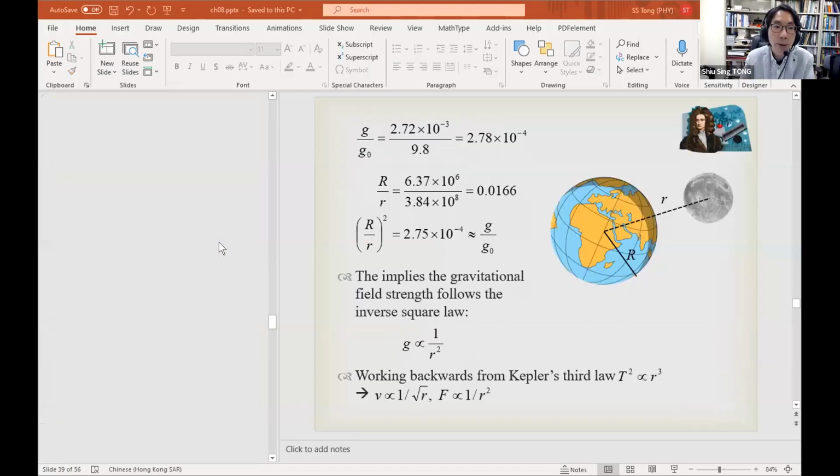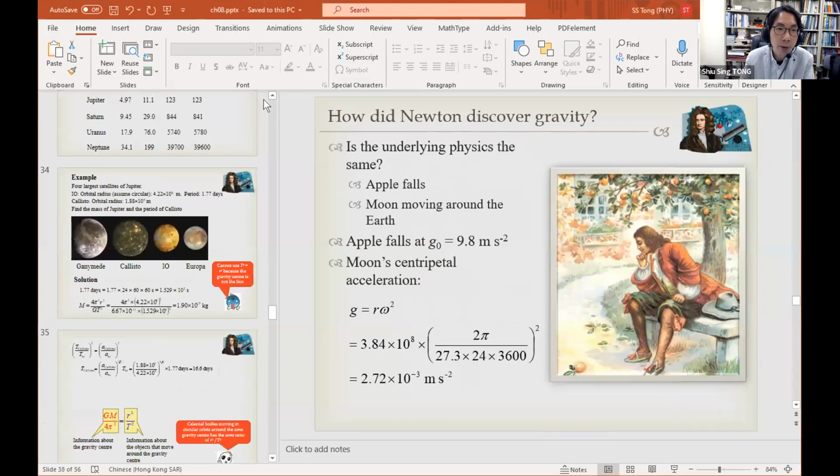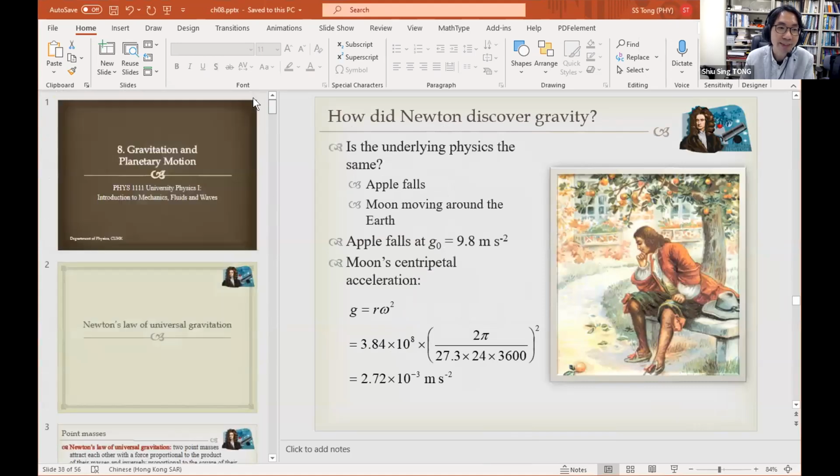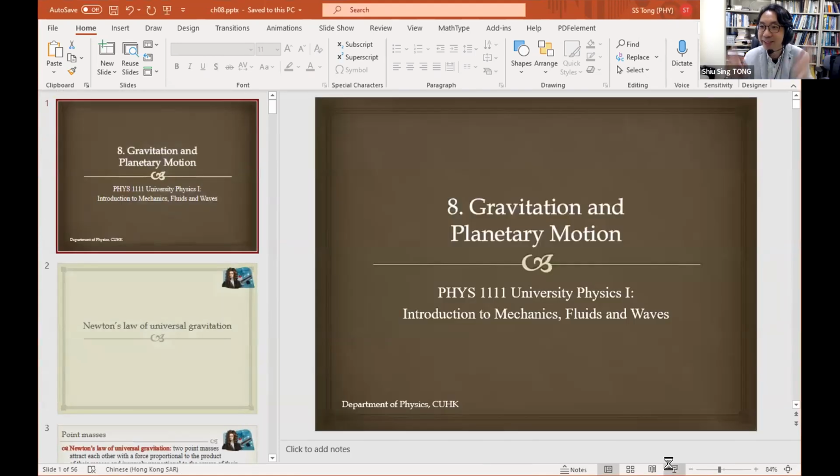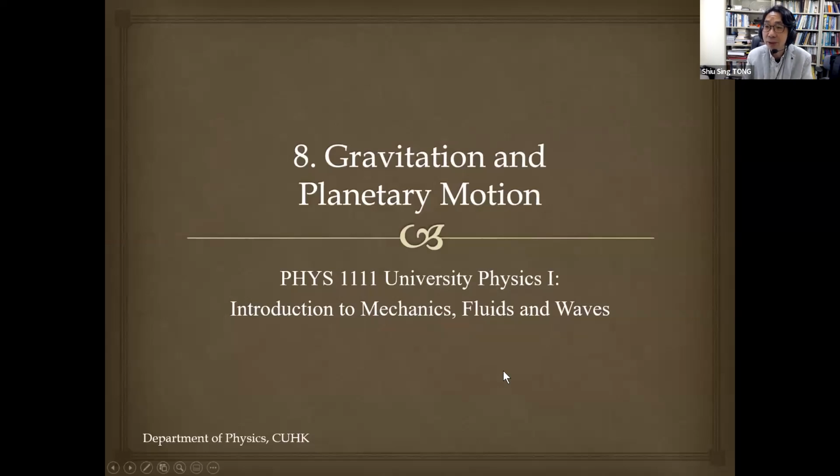And so we are going to start a new chapter on gravitation and planetary motion. Now this is very interesting. We are in the space age, right? So there are quite a lot of phenomena related to space travel, and also satellites rotating about the Earth. And now we have the James Webb Telescope. It rotates together with the Earth around the sun.